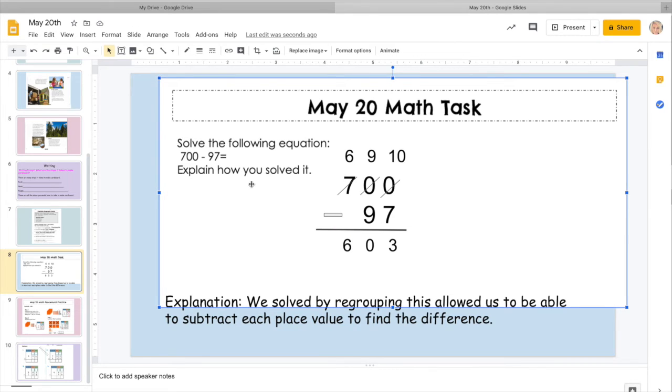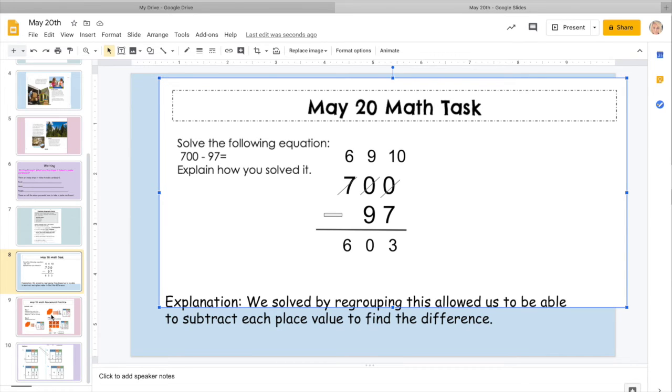And it wants us to explain how you solved it. Well, I put a little explanation down here. We solved by regrouping. This allowed us to be able to subtract each place value to find the difference. Because we had to regroup each place value, that gave us enough to finally solve and find the difference.